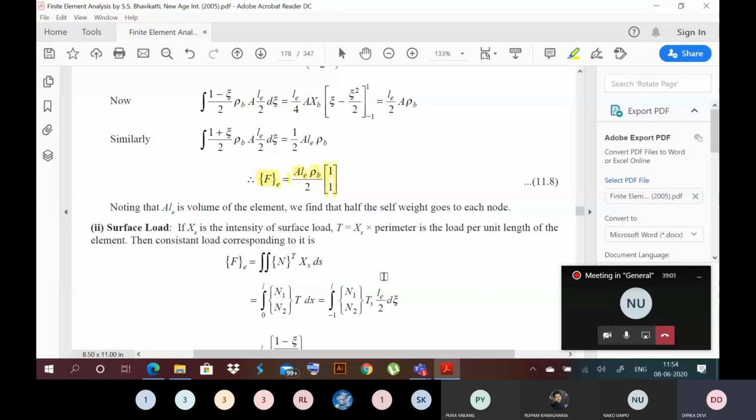Next we will discuss the contribution of the surface traction load at the nodes. That means we will find the consistent load vector due to surface traction or surface load. Surface traction and surface load are more or less the same.